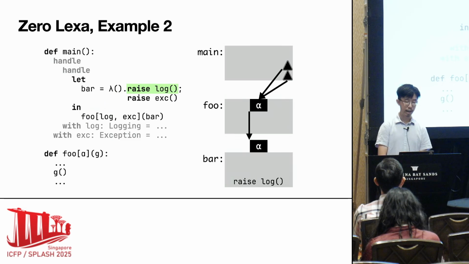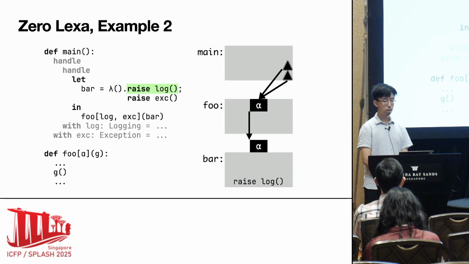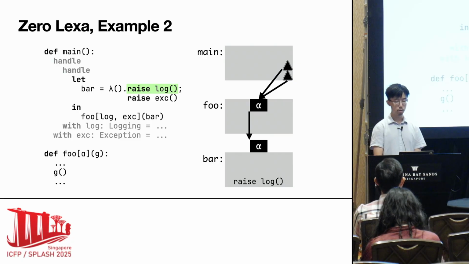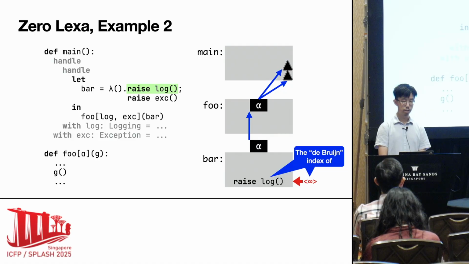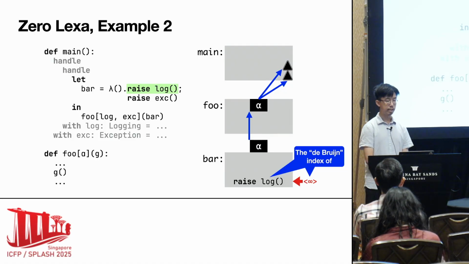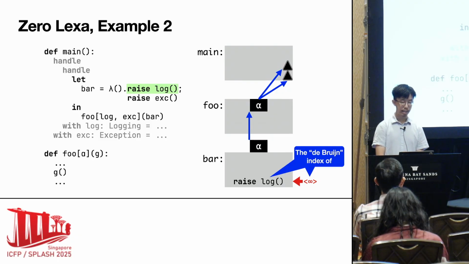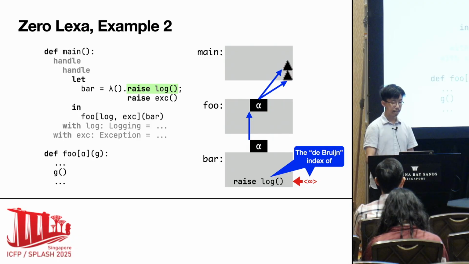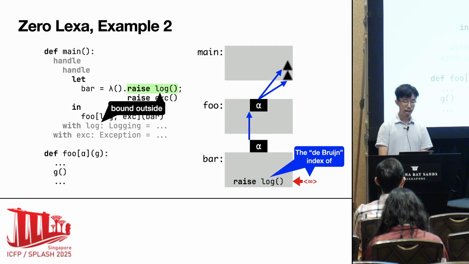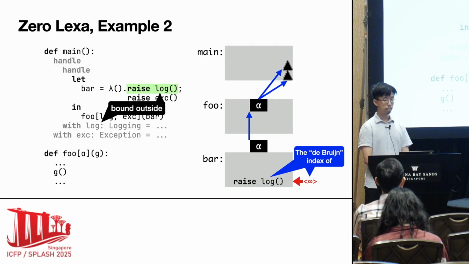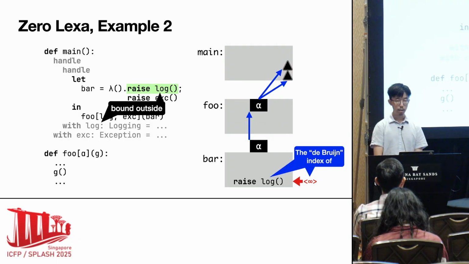Now, assuming that we are at a point on the right, main calls foo, foo calls bar, and bar is about to raise to handler log. We start stack working with an initial clue infinity. We use infinity to denote handler variables bound outside the scope of the immediately enclosing function. And in this case, log is bound outside the function bar. From another perspective, log is captured by the function bar.